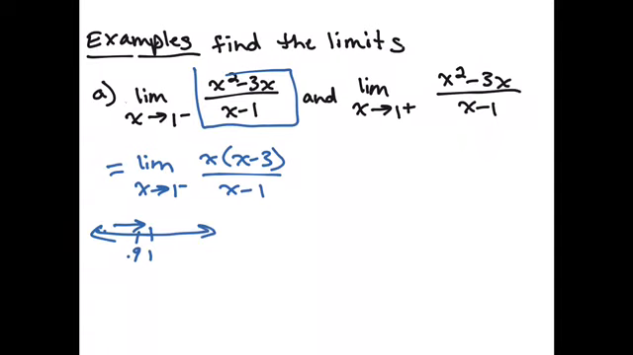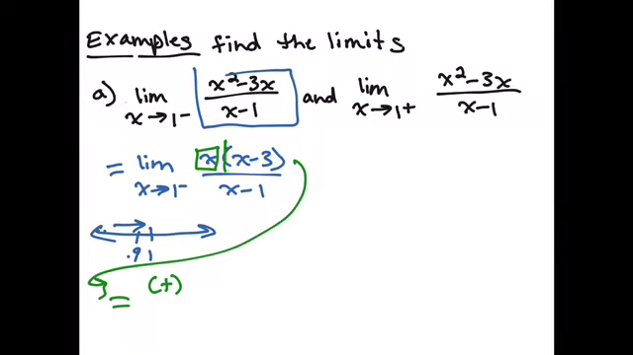Well, bringing this down here, if I were to plug in 0.9 into x, that's a positive number. If I plug in 0.9 to x minus 3, do we get a positive or a negative number?